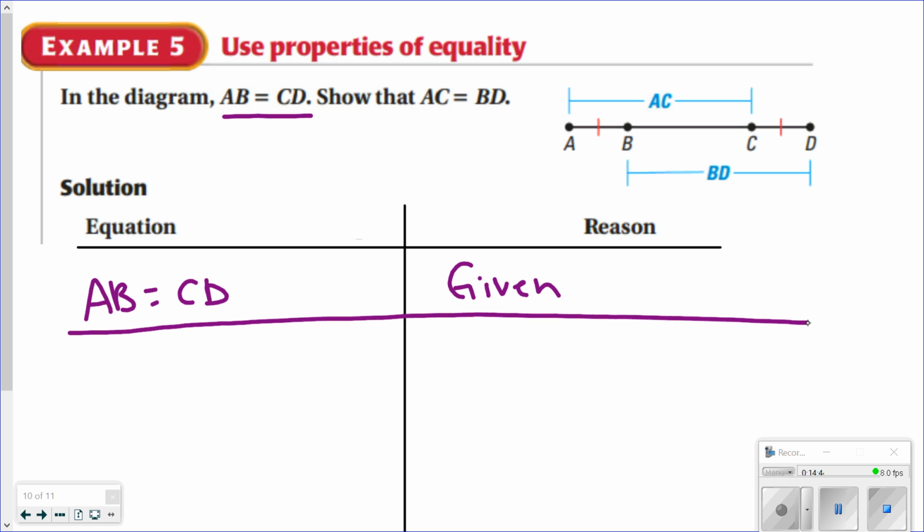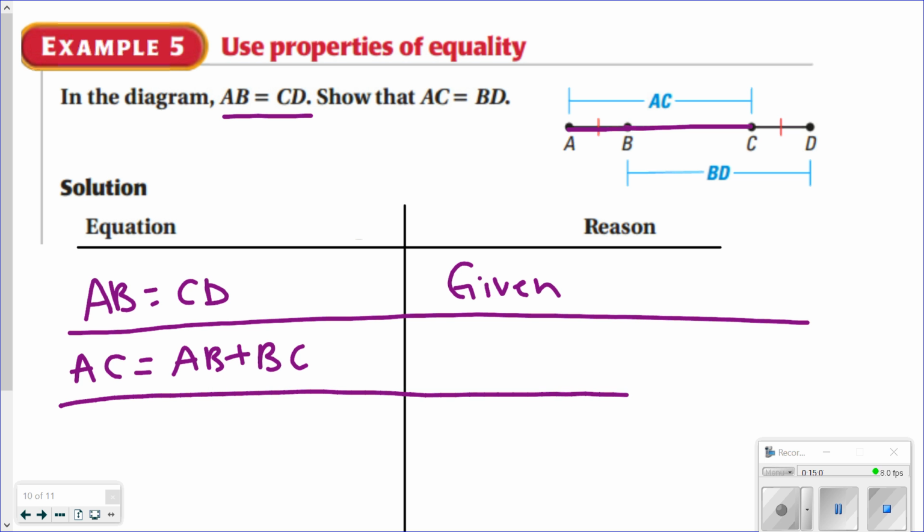All right. Now let's focus on AC. What two segments make up segment AC? Well, AC is equal to AB plus BC. So I'm going to highlight this. AB plus BC gives me the entire segment AC. And that's the segment addition postulate.